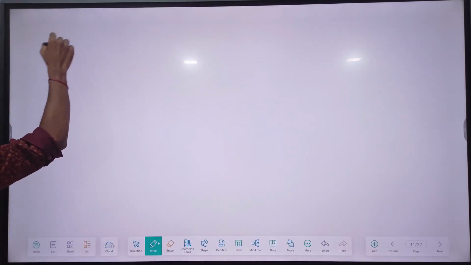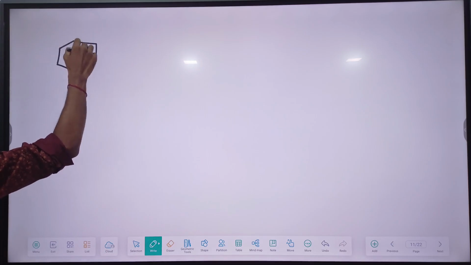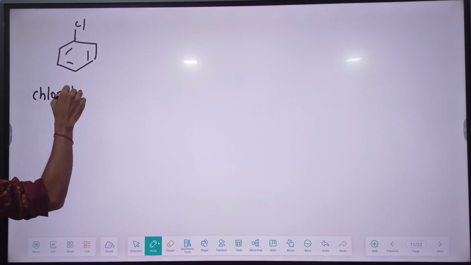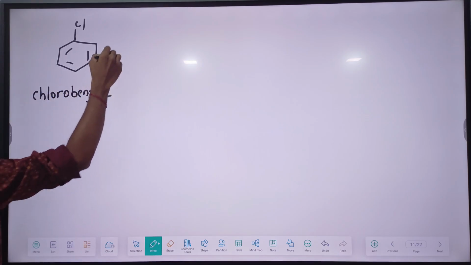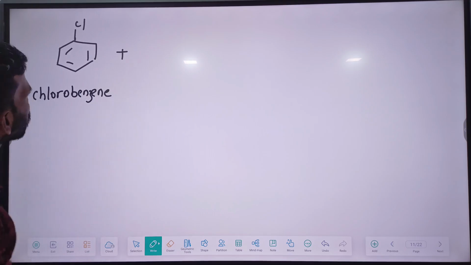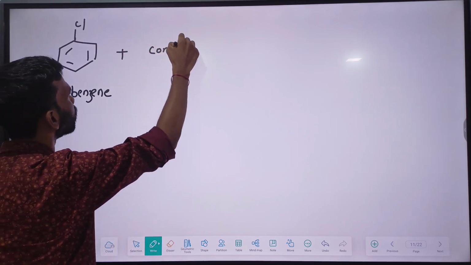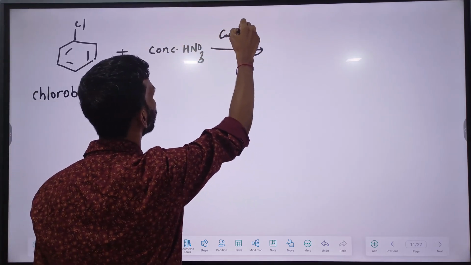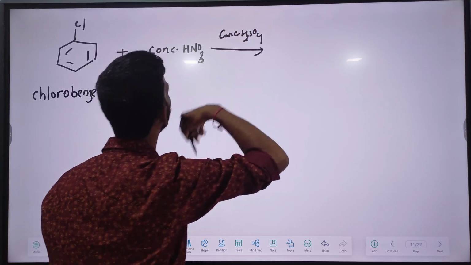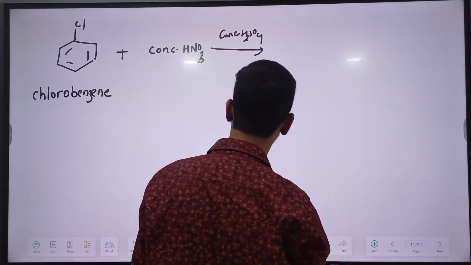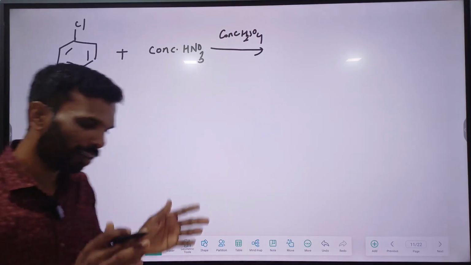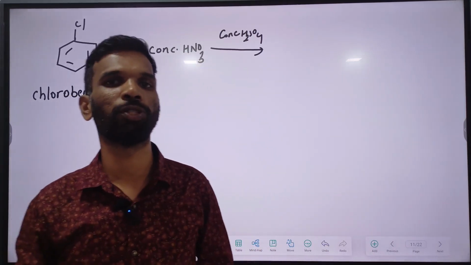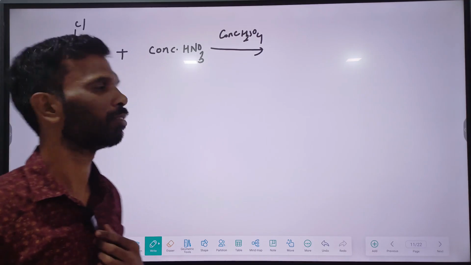There is a chlorobenzene and concentrated HNO3 in presence of concentrated H2SO4. And what is the major product? That is what they have asked. Now try understanding what reaction it is. It is electrophilic substitution, electrophilic aromatic substitution. What is this reaction?